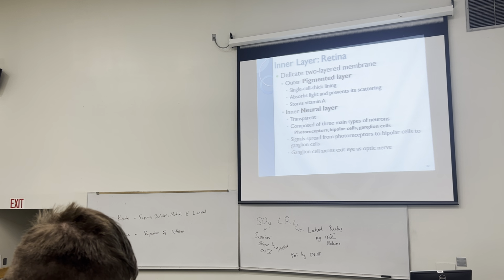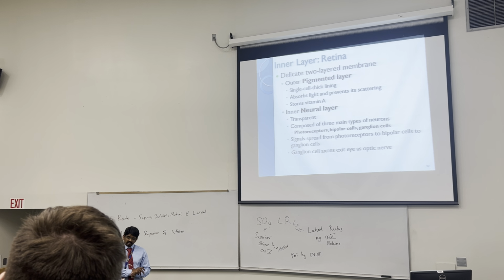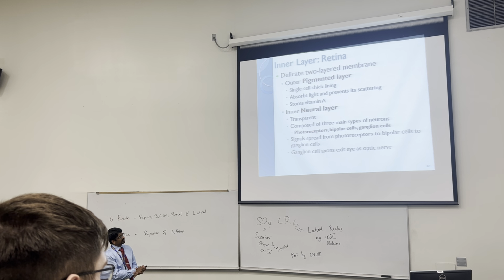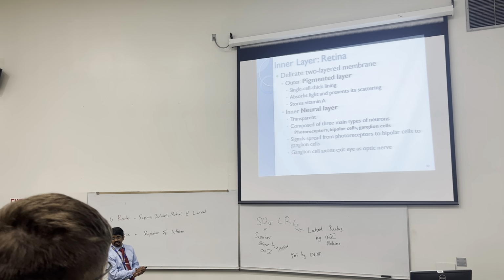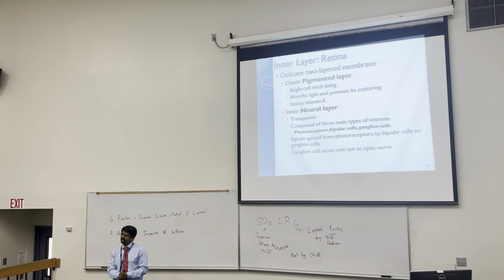So here we have 3 cells in series, okay? And the information will go from photoreceptors to the bipolar cells to the ganglion cells, and it's the ganglion cells' axon that becomes the optic nerve.